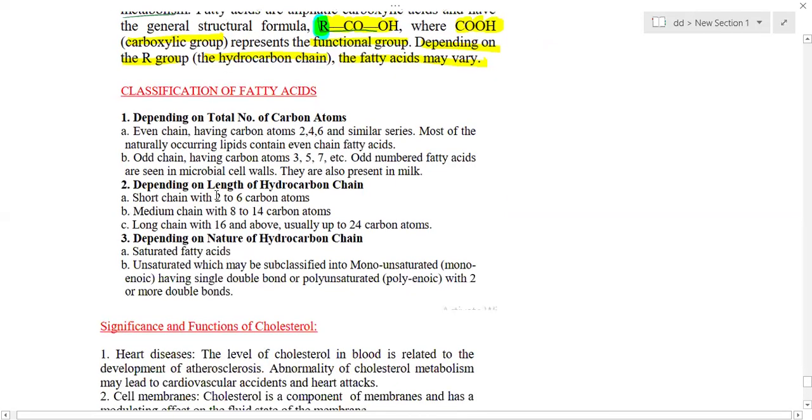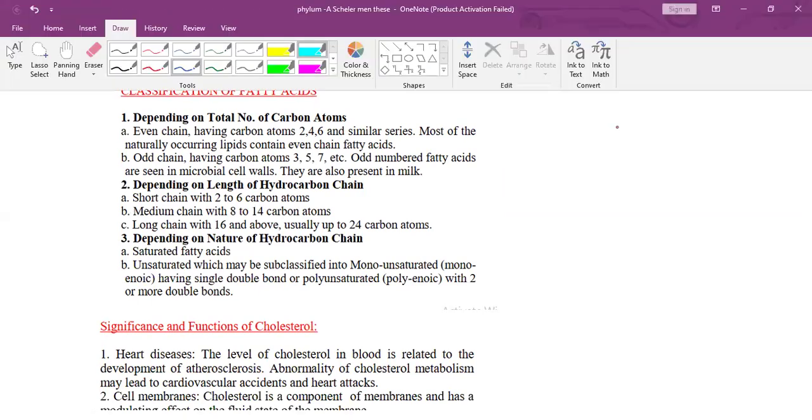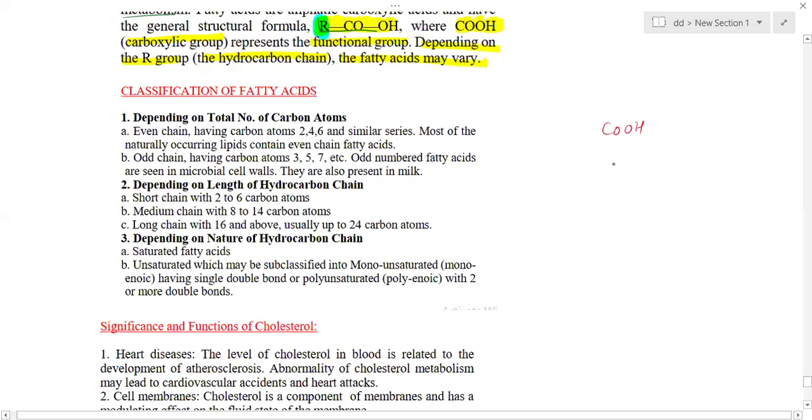Then, classification of the fatty acids depending on the total number of carbon. So, as I said, for example, here, there will be COOH, again COOH, again COOH. So this has 3 carbons, and it has a name. Like even depending upon the carbon chain, this is a carbon chain.